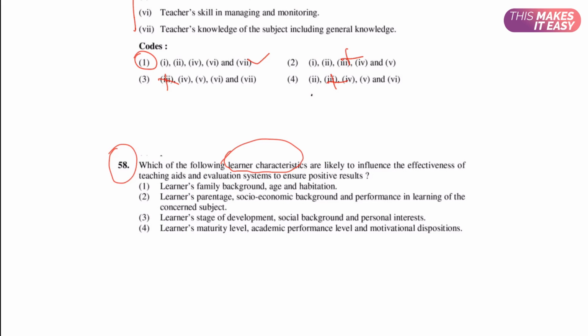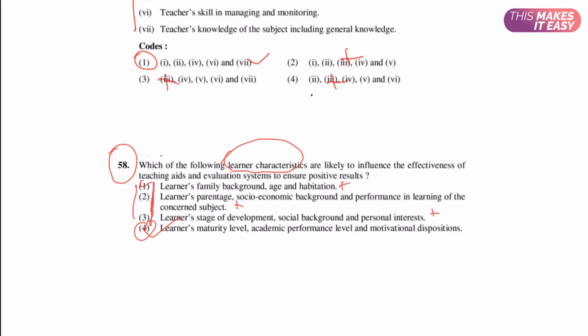It says that learner's family background, age and habitation, not at all. Learner's parentage, socio-economic background and performance in learning of the concerned subject, not. Learner's stage of development, social background and personal interest, not as such. Learner's maturity level, academic performance level and motivational dispositions. That is more correct in the effectiveness of teaching. So this is the answer.